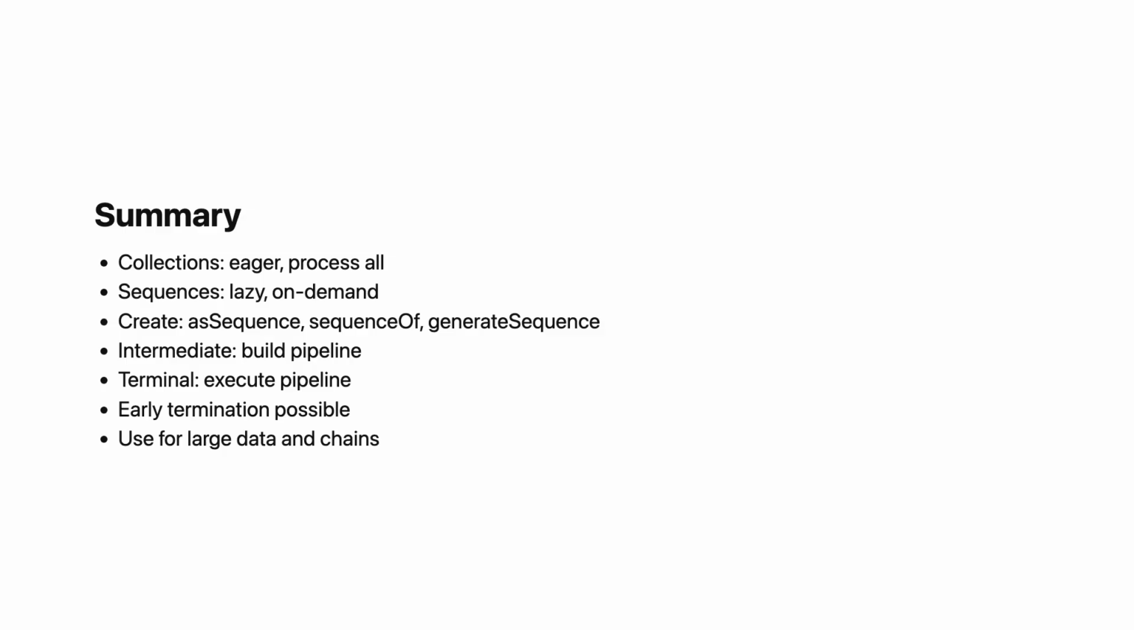Let us summarize. Collections are eager. They process all elements immediately. Sequences are lazy. They process elements on demand. Create with sequenceOf or generateSequence. Intermediate operations build a pipeline. Terminal operations execute it. Sequences process vertically, enabling early termination. Use sequences for large data, chained operations, and partial consumption. Avoid sequences for small data where overhead exceeds benefit. Sequences enable efficient processing without intermediate collections.